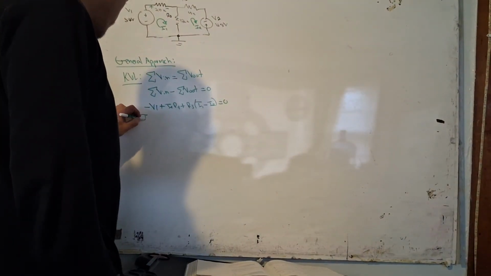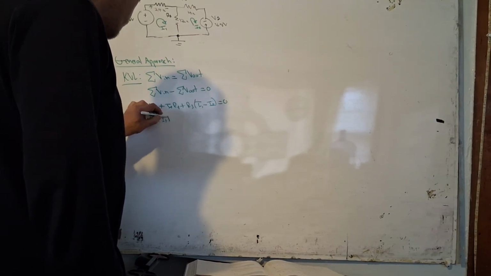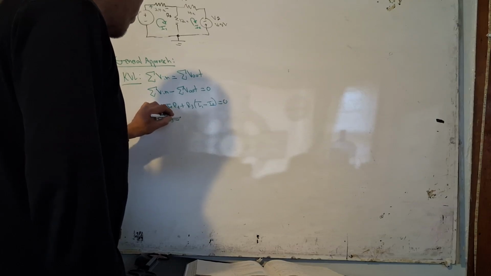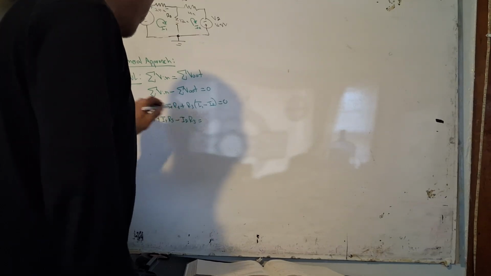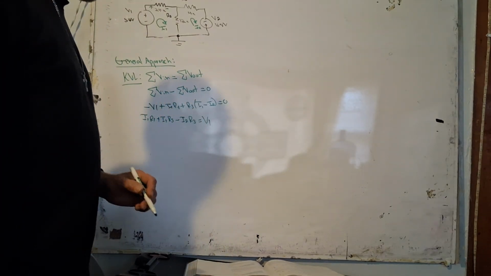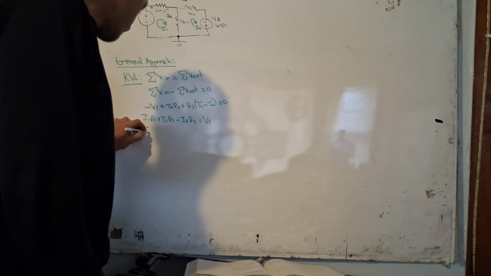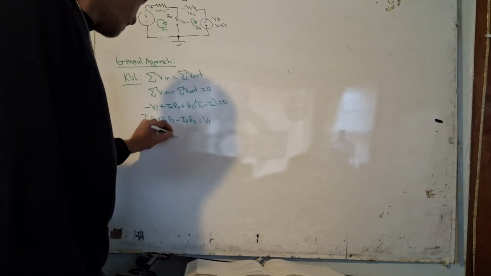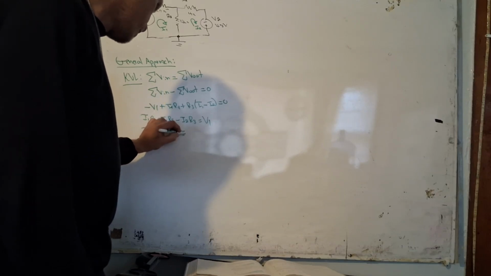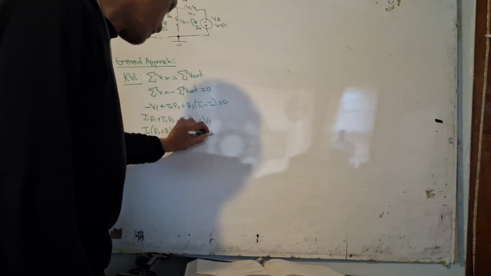We end up with I1 R1 plus I1 R3 minus I2 R3 equal to the positive of this, which is V1. And we could still reduce this to make it more simplified, because we have two I1s here. We can say I1 times R1 plus R3, and let's get rid of that negative. We can say plus I2 times negative R3, and that's equal to V1.